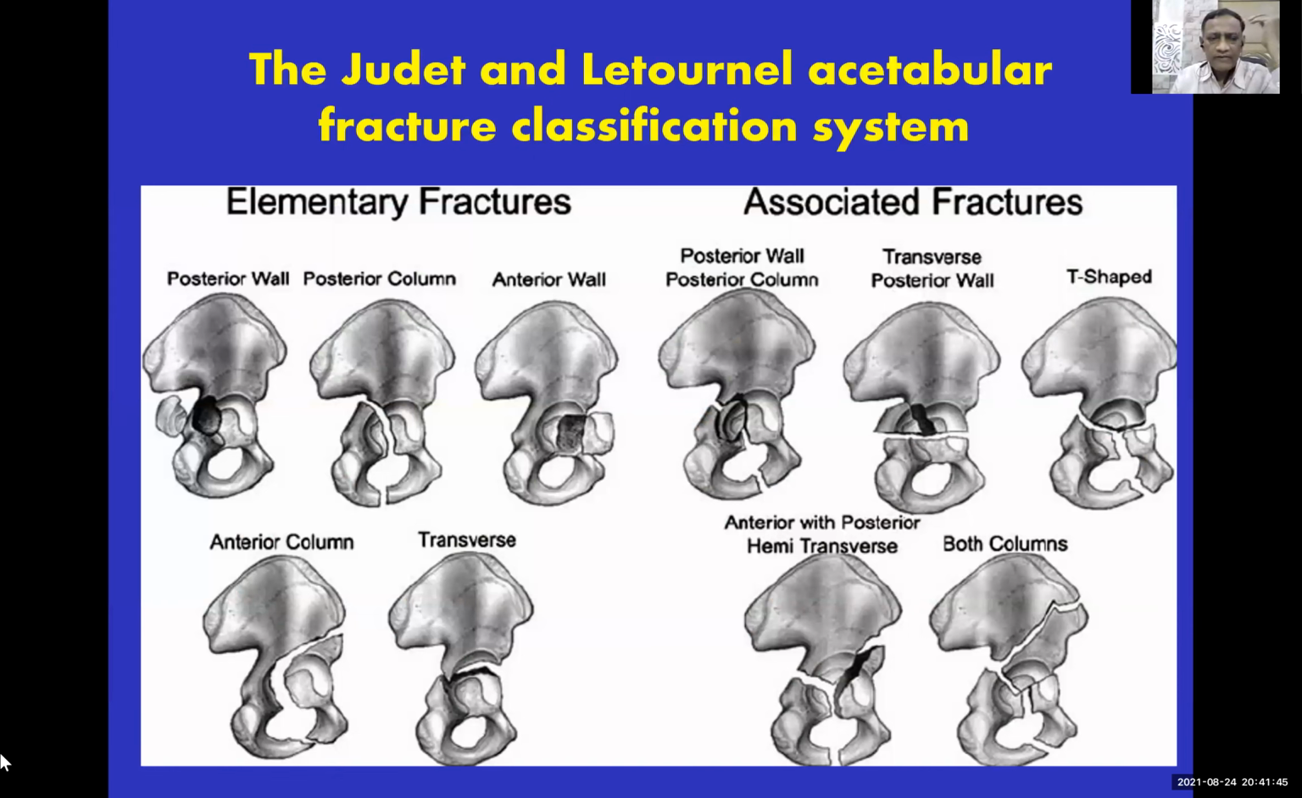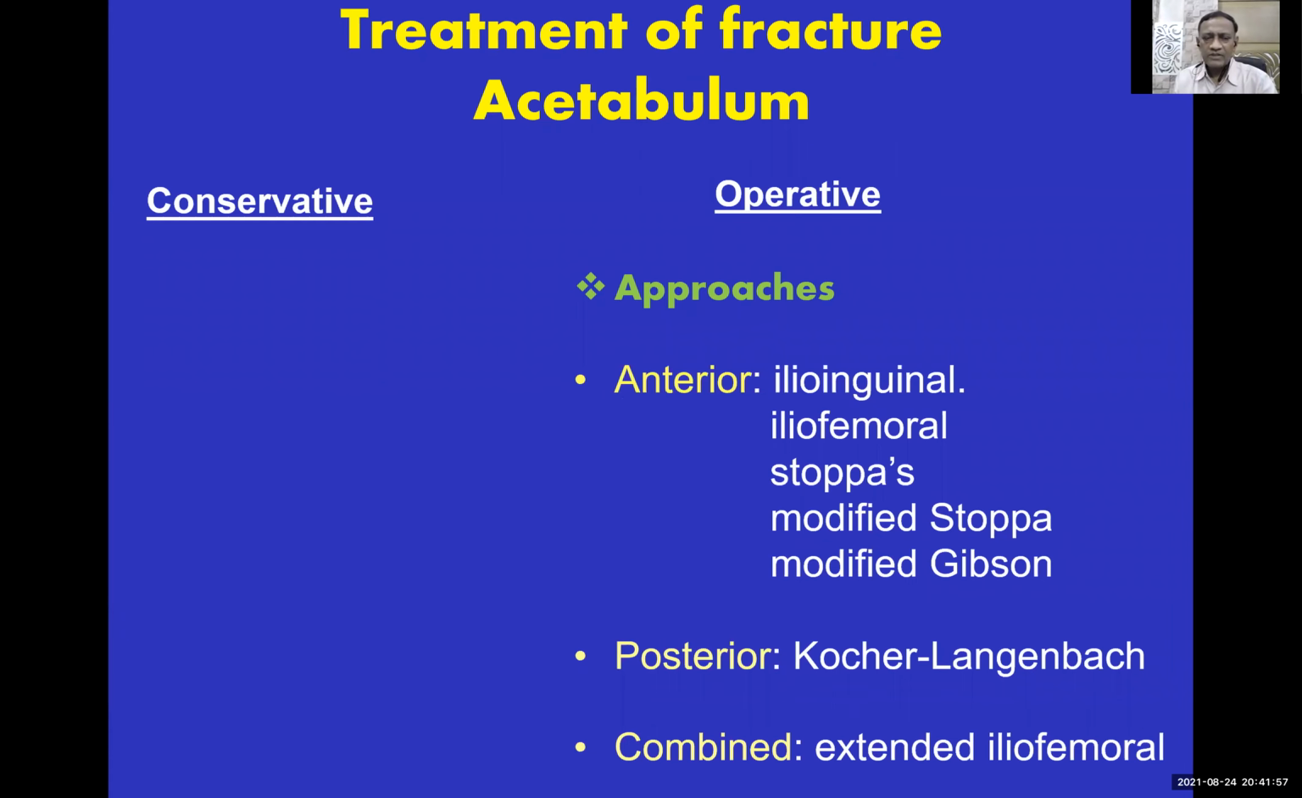These are the elementary fractures: posterior wall, posterior column, anterior column, and transverse fracture. And then there are associated fractures also. Then treatment, it is really understood. You can treat by conservative methods by putting a skeletal traction for at least a period of 6 weeks. If it is operative, then you should know approaches, and the most important approach is the ilioinguinal approach and posterior approach.